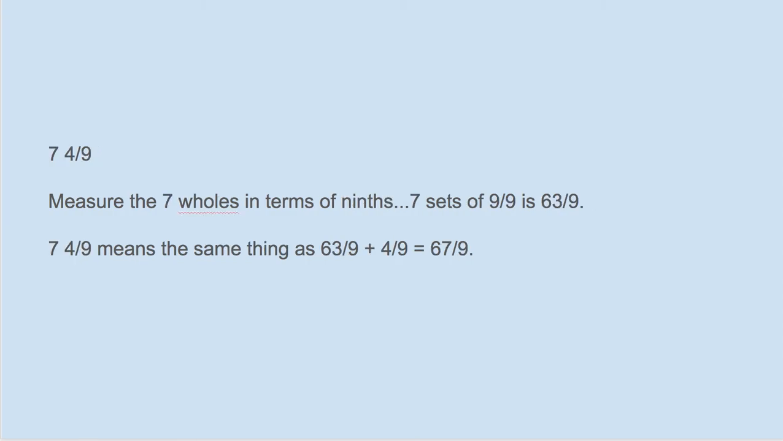7 4/9. Measure the 7 wholes in terms of ninths. 7 sets of 9/9 is 63/9. 7 4/9 means the same thing as 63/9 plus 4/9, which equals 67/9.